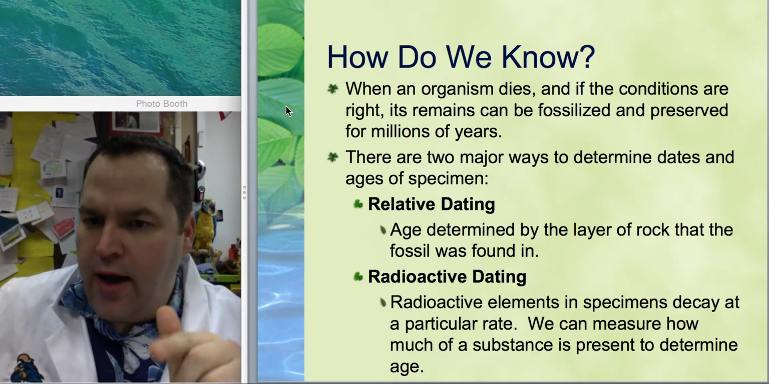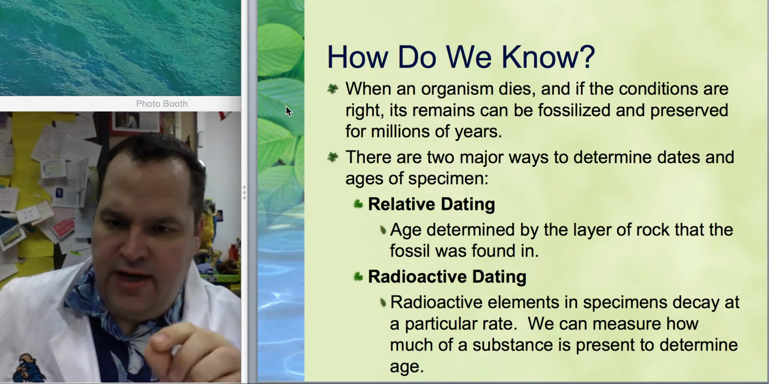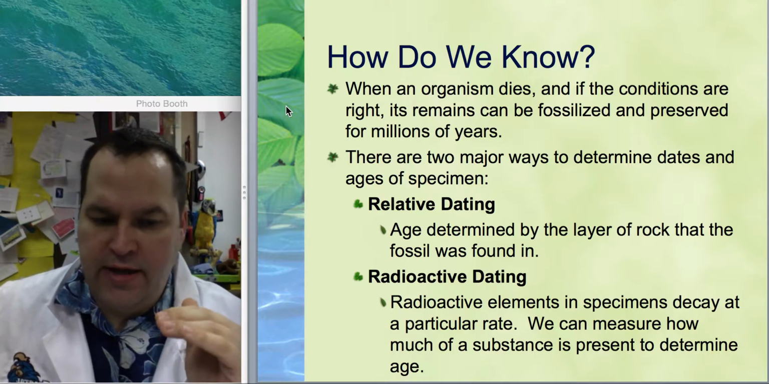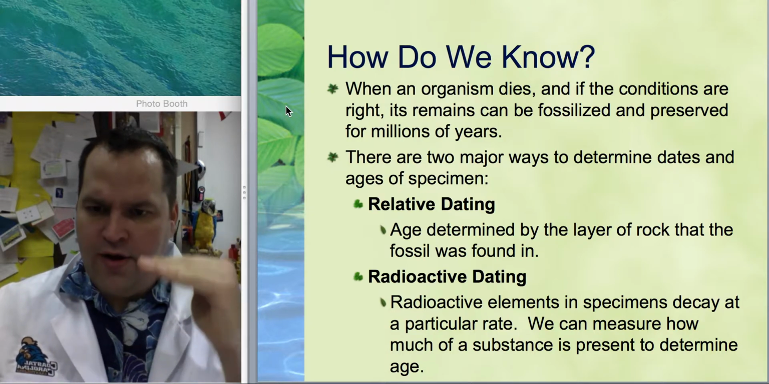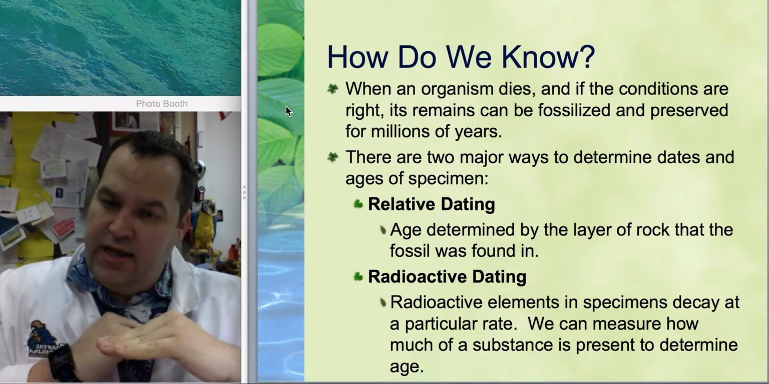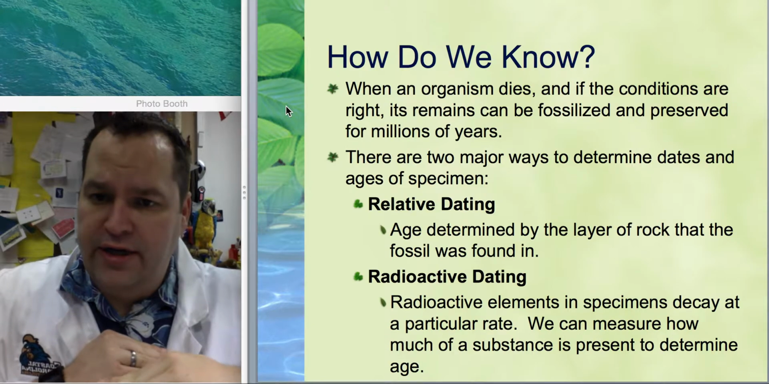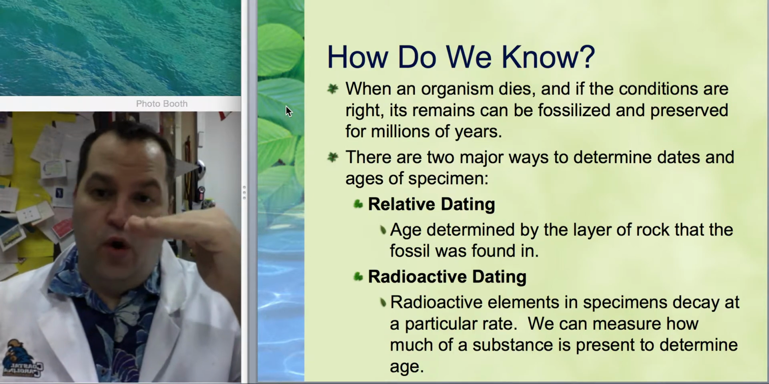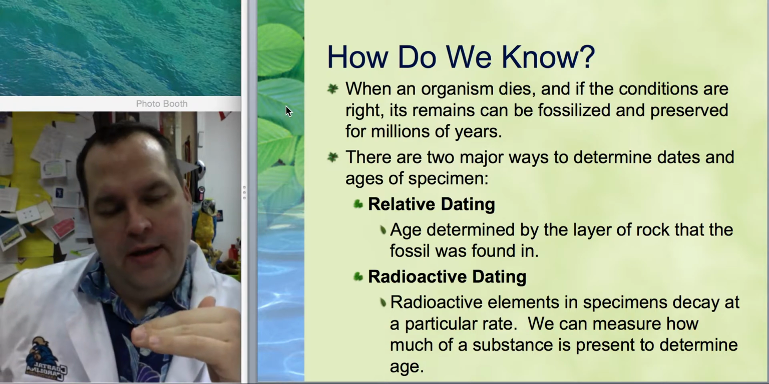And then we have radioactive dating. Now, relative dating is used to determine the age of something by asking where in the layers of rock it is. The lower something is in the layers of rock, the older it is. So more modern specimens are going to be way up here at the top, and more ancient specimens are going to be way down here at the bottom.